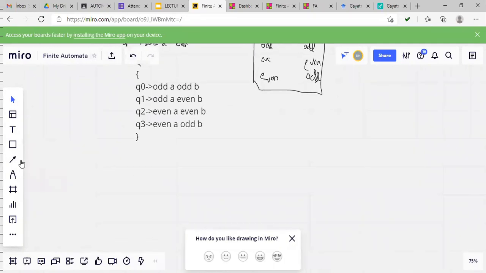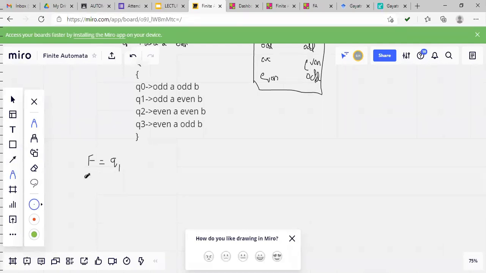Okay, so now what is our final state? What is required according to the question, odd A and even B? Odd A and even B, we have defined in Q1. Yes, Preeti, very good. Our final state is Q1. Yes, Rushikesh. Yes, Ruchita. Very good.